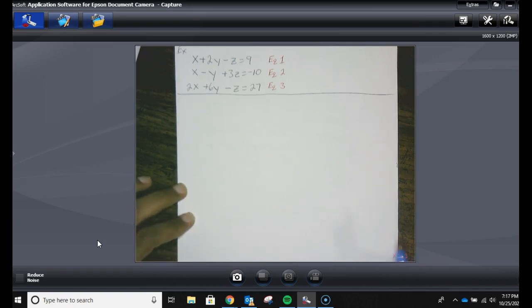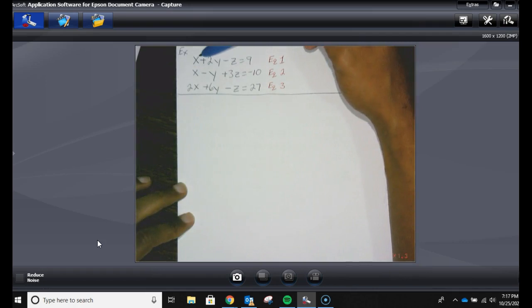So the first step you have to do is pick a variable to solve for in one of the equations. Pick an equation and variable. I am going to choose equation 1, and I'm going to choose x. Why am I choosing x? Because x is almost by itself already.